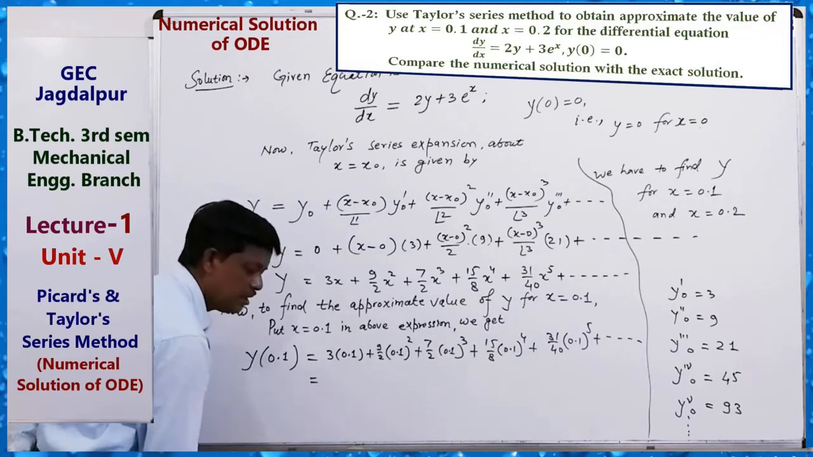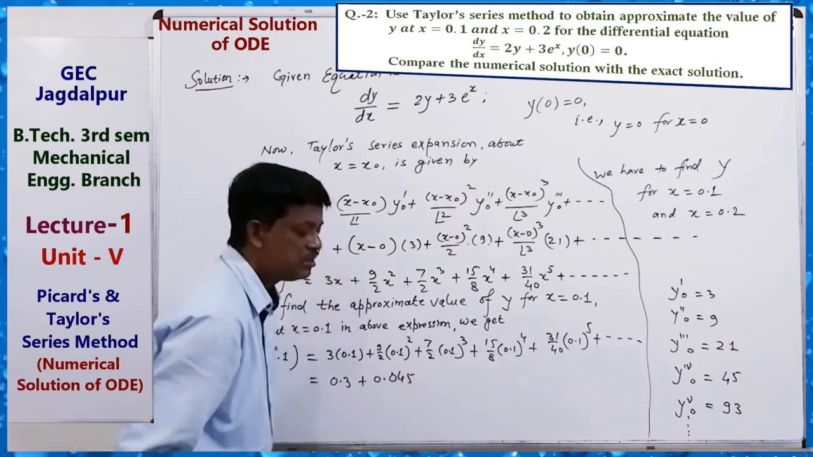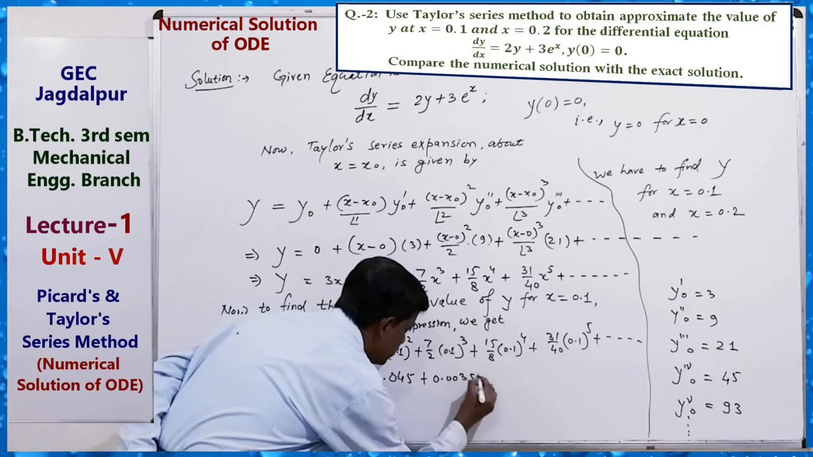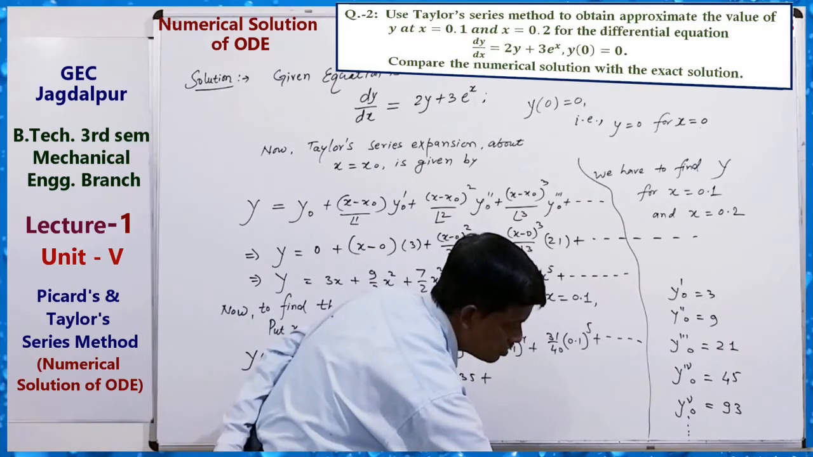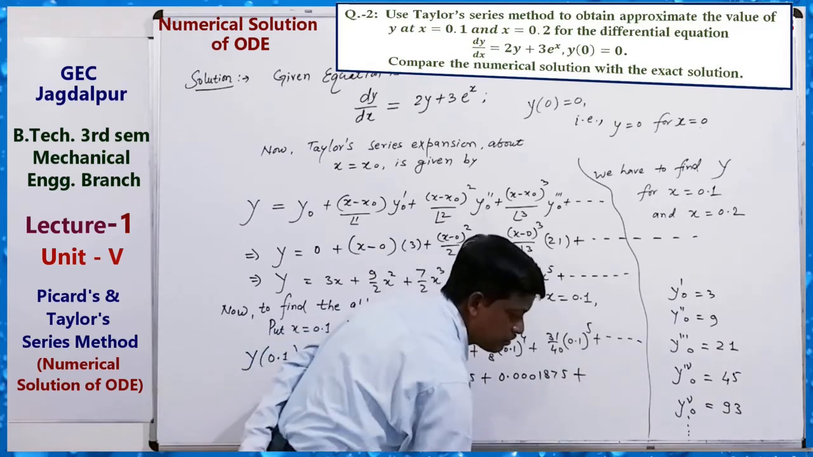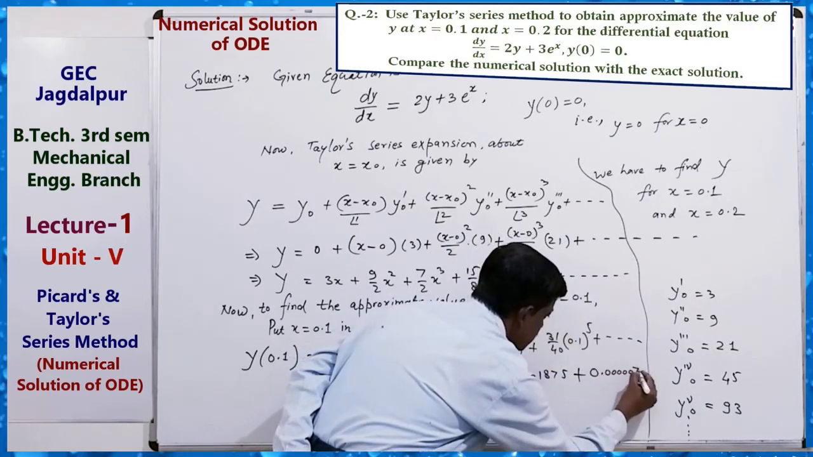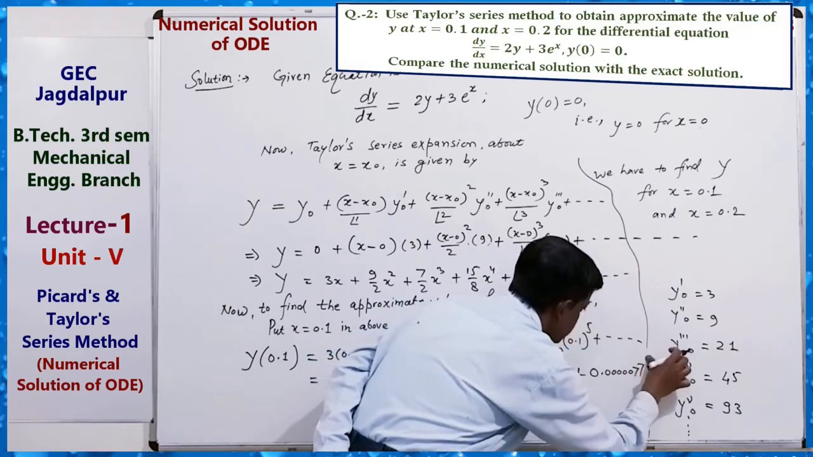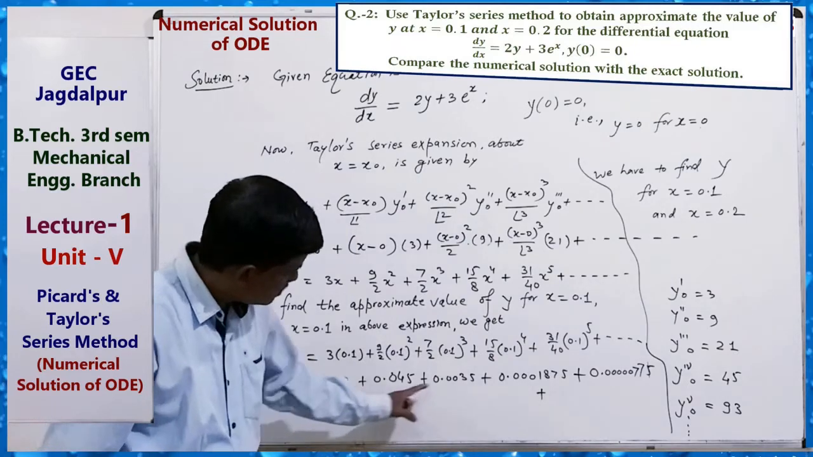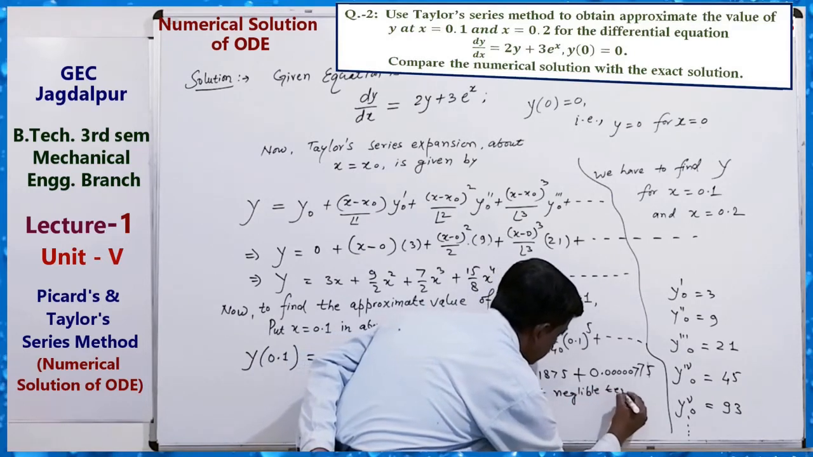So here, 0.3, 0.045, 0.0035, and 0.0001875, plus the next term 0.000123..., which we can see is negligible because it is 0.0000, so negligible terms.